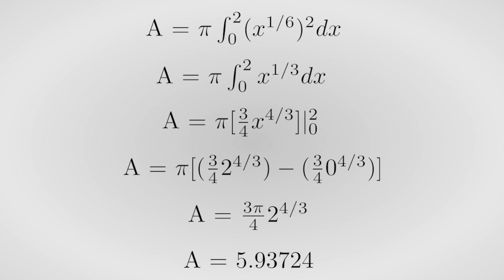Our volume of the cup turns out to be about 5.94 cubic centimeters. That means that this cup can hold 5.94 milliliters of liquid, since 1 cubic centimeter is equal to 1 milliliter. Not a whole lot, but I probably shouldn't be drinking too much coffee anyway. I guess you could say that the result was quite disappointing.